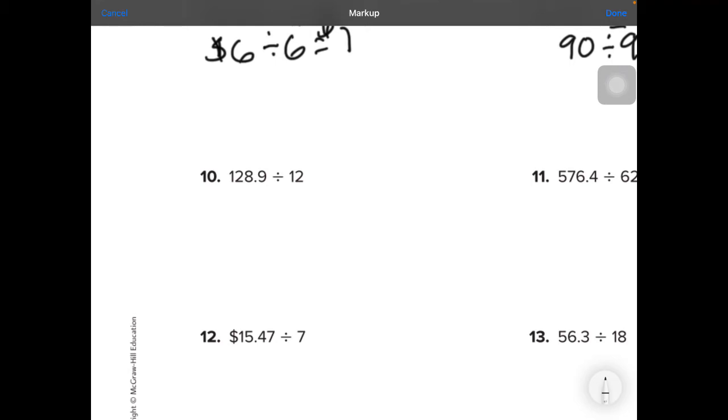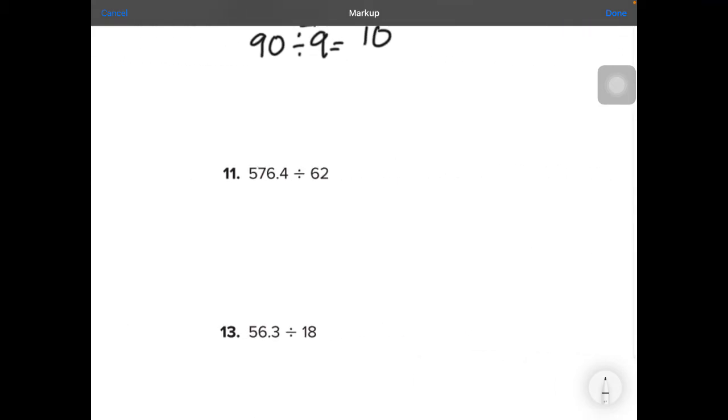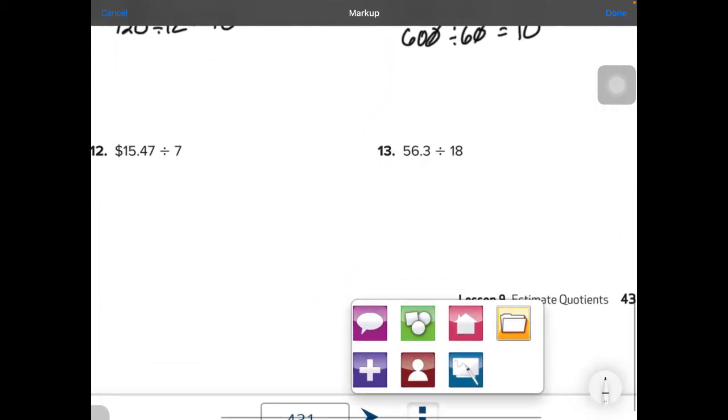Number 10, 128.9 divided by 12. Let's see, I bet if I turned this into 120 divided by 12, I can say that there are 10. Number 11, 576.4 divided by 62. Okay, looking at this, I think I'm going to change both of these numbers. 576 is close to 600, and then I can change this to 60, and then we can do the rule of zeros. So 60 divided by 6 is going to be a 10.